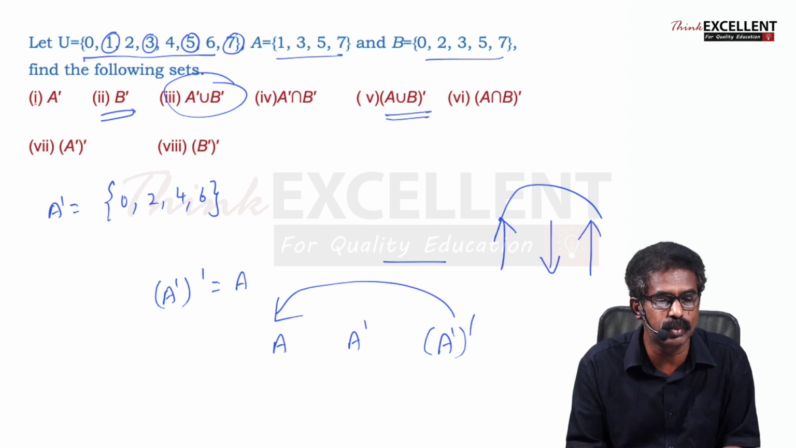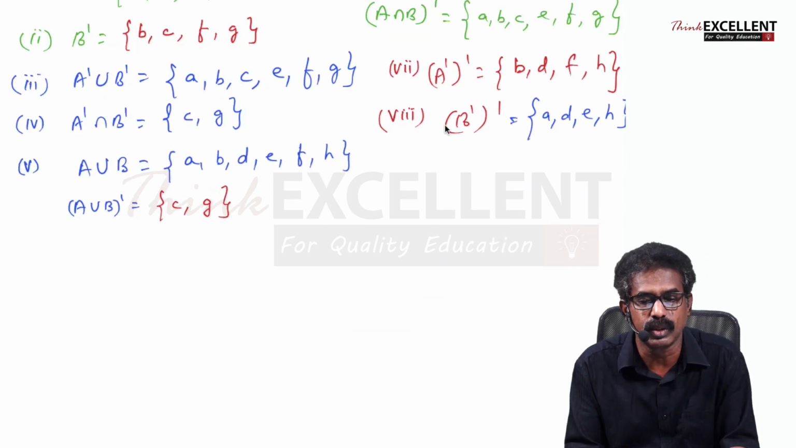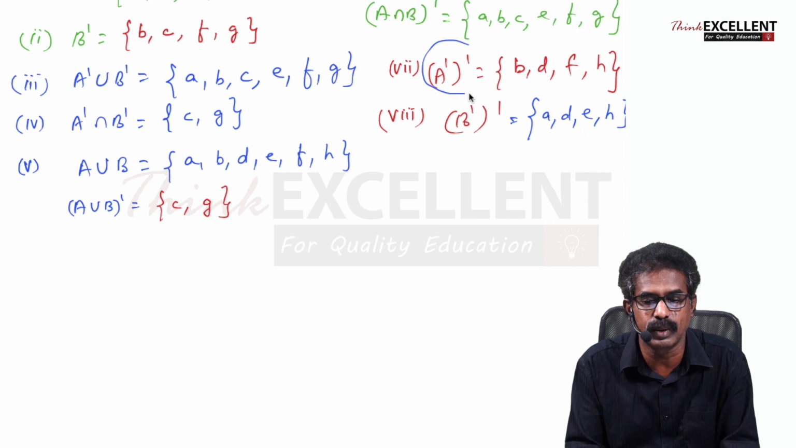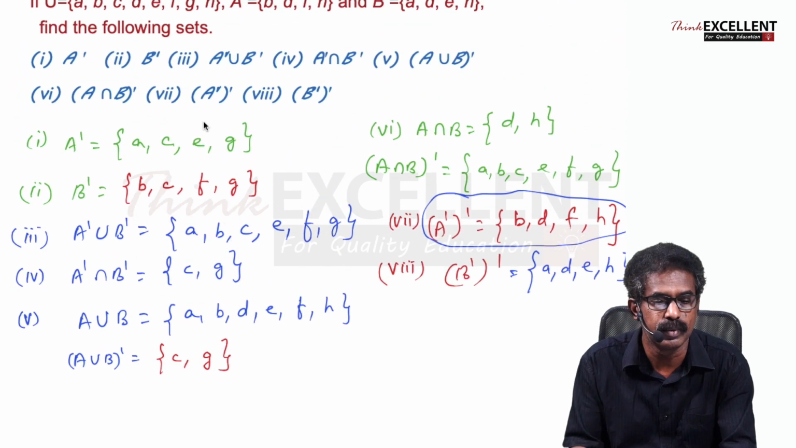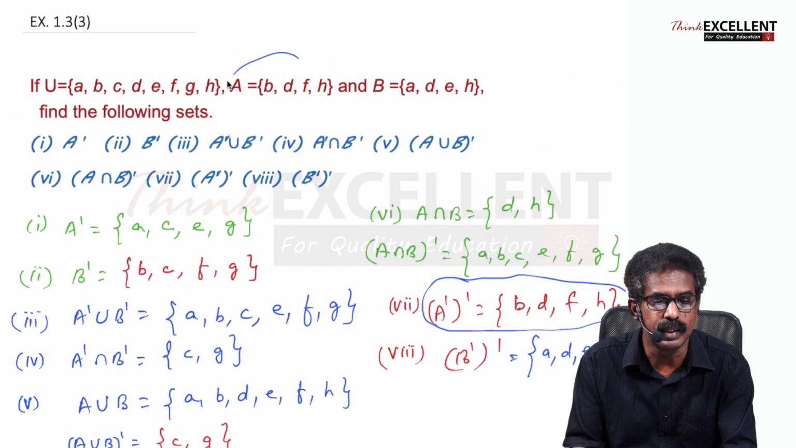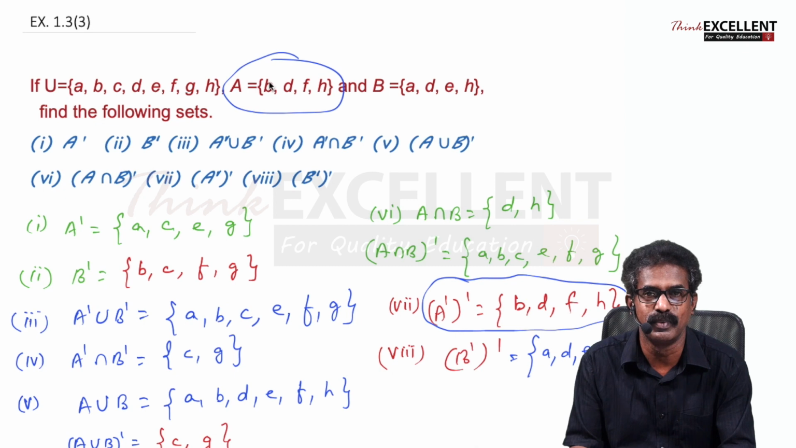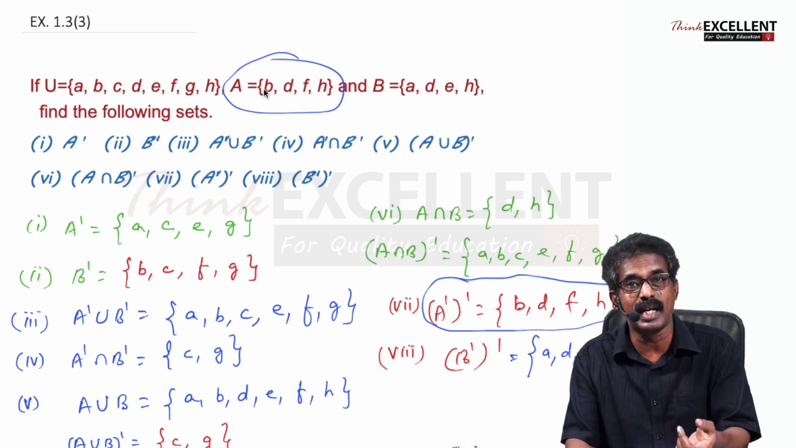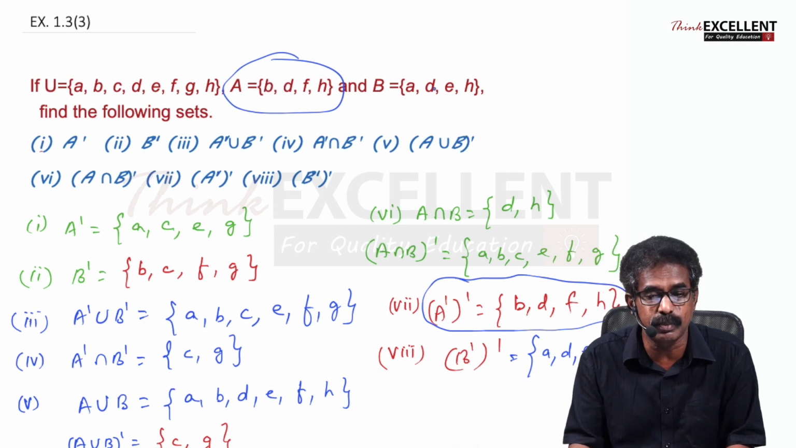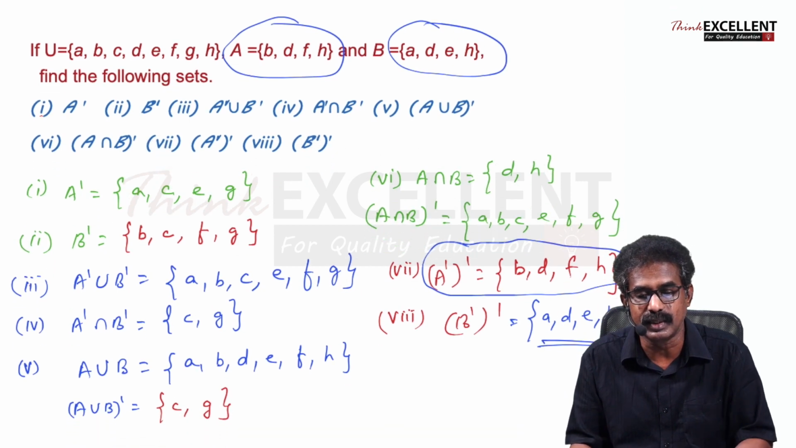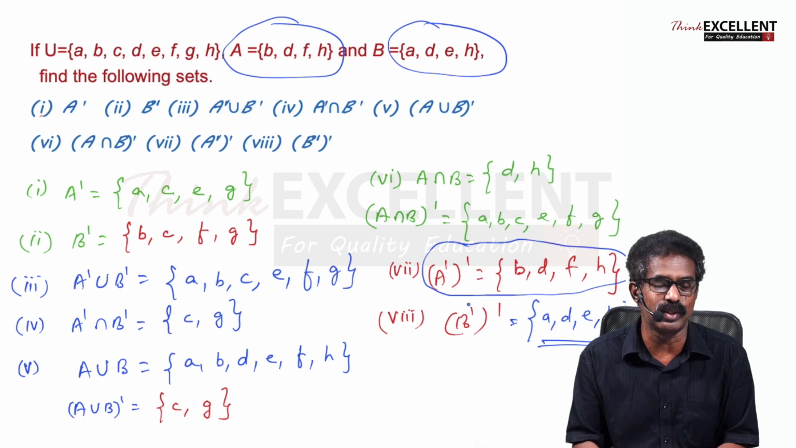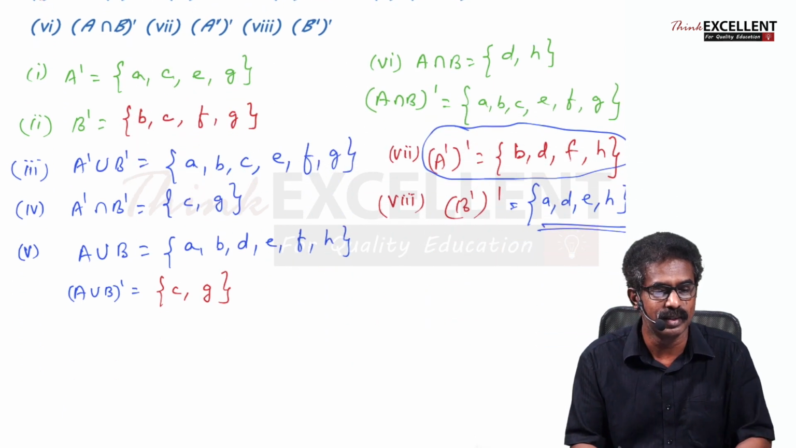Okay, see the previous one, we did that fully, right? So (A dash) the whole dash. See the answer you got? B, D, F, H. Is it the same as A? B, D, F, H. Correct, no? Same way (B dash) the whole dash should be B. So what is B? A, D, E, H. Right? So these are some hints for you, so directly you can write the answer. Listen.